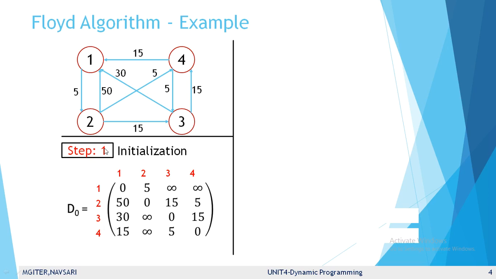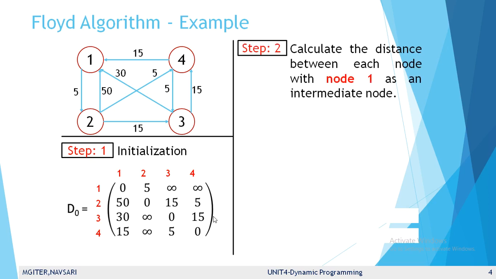Similarly, 4 to 1, a direct edge is given, with the distance 15. 4 to 2, no direct edge, so here we write infinity. 4 to 3, here a direct edge is given, with the distance 5, so here we write 5. 4 to 4, no self loop, so write 0.